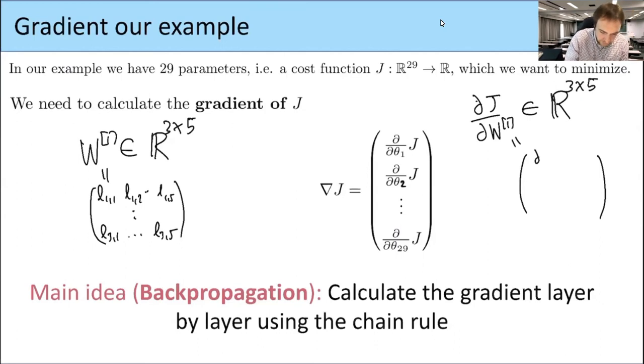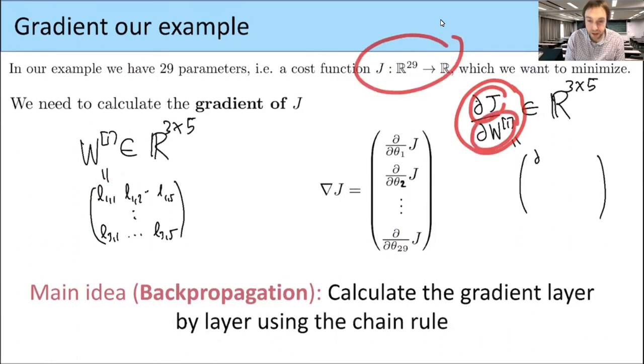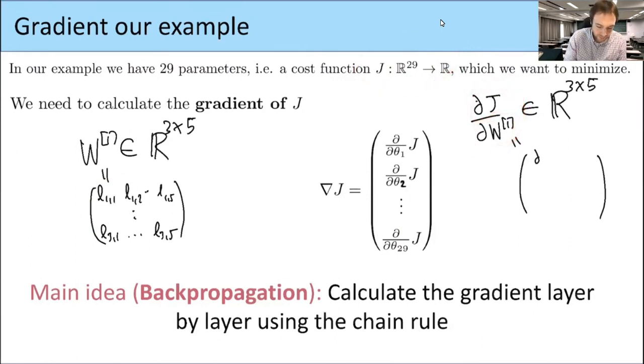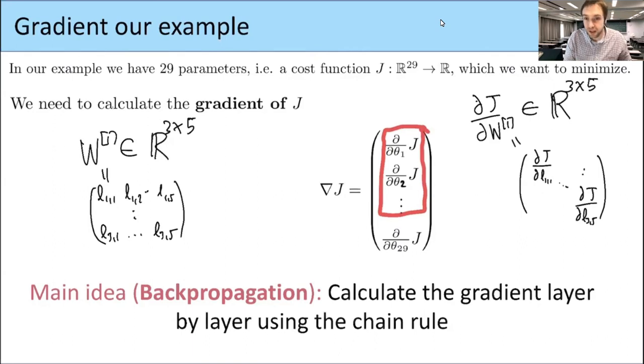And what I mean by this expression here, so this is a function from R29 to R. It depends on all these numbers. So when I say I take the derivative of this function with respect to this matrix here, what I mean is that I take the derivative of this function with respect to the first entry, up to this entry here, partial L35. And these are basically, in this picture here, the first 15 entries of this vector.